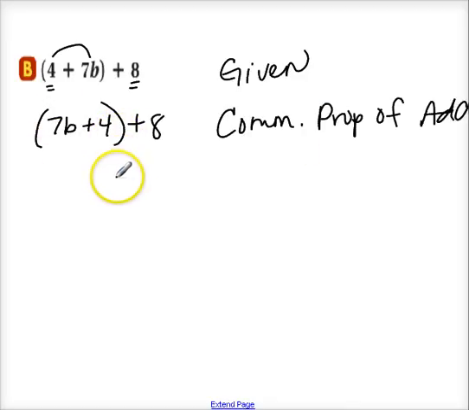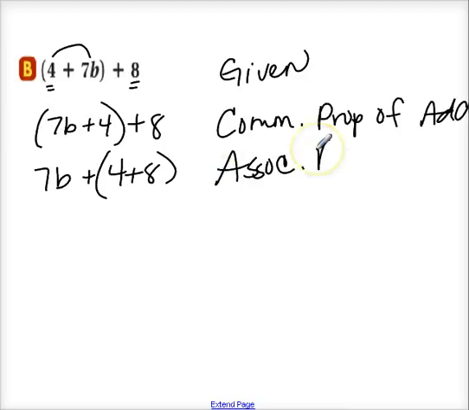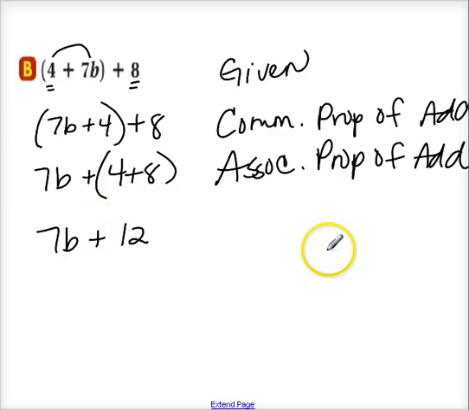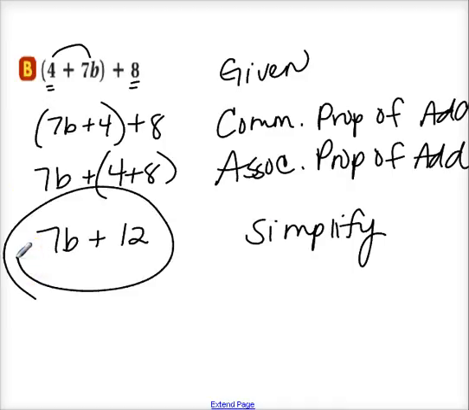Now I can regroup my 4 and my 8 so I can add those together. So the 7b is on the outside. That is thanks to the associative property of addition. I changed the grouping. Finally, I'm just going to add within the parentheses. 8 plus 4 is 12. Add my 7b. That is my final answer because these are unlike terms. 7b plus 12 is my final answer. This is how I justified that answer.